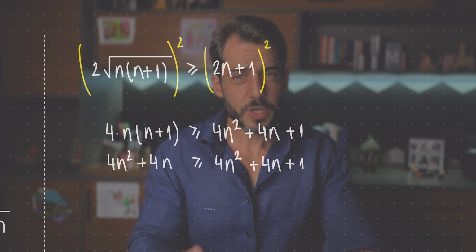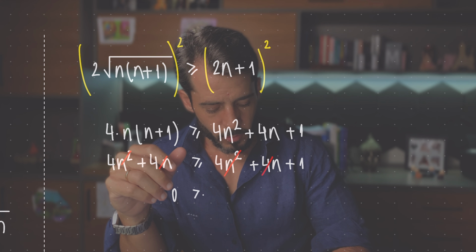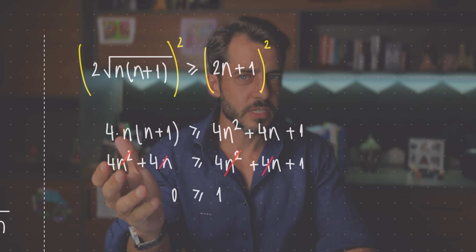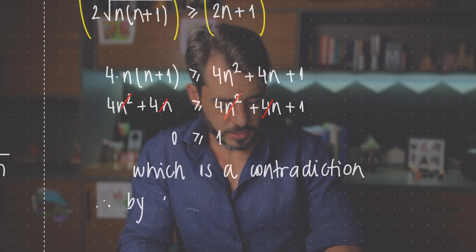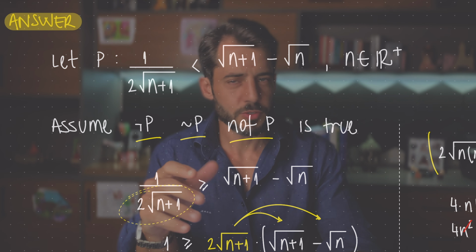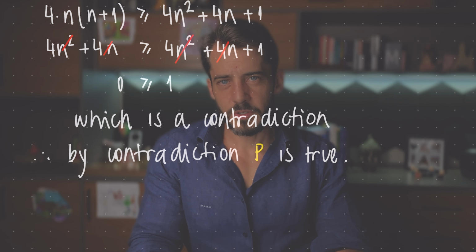And right now, we can already see the contradiction, because if you simplify these terms, we get 0 greater than or equal to 1, which of course is a contradiction. And then we write the conclusion. Therefore, by contradiction, our proposition P, and if you defined P before, you can just write capital P, is true. And that's it for the first exercise.